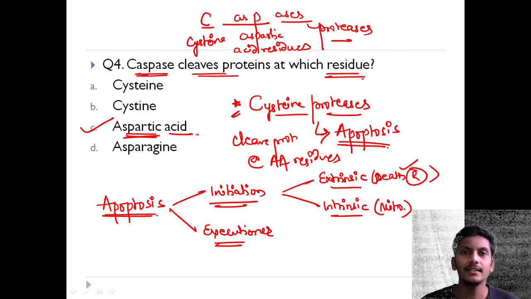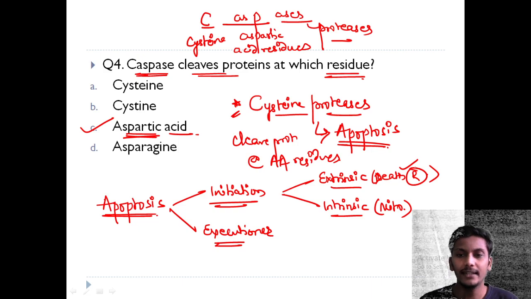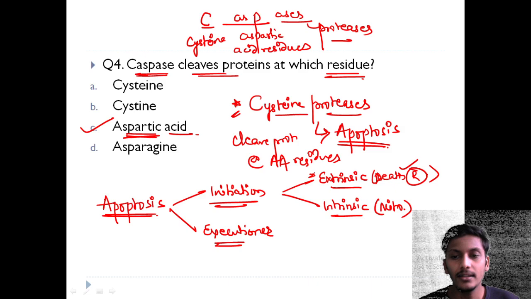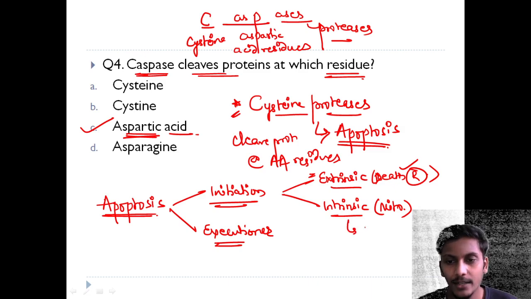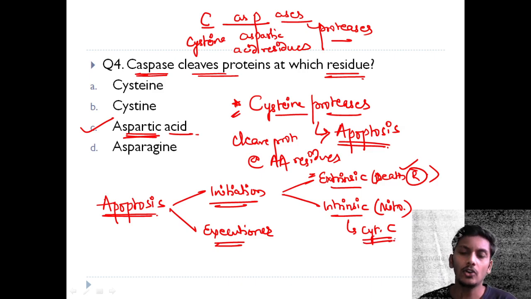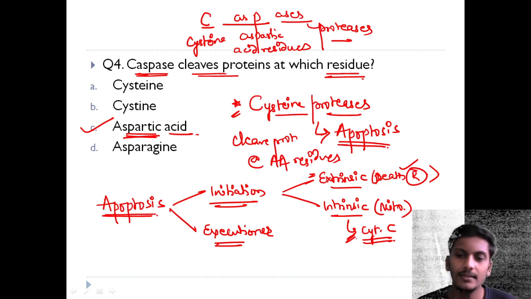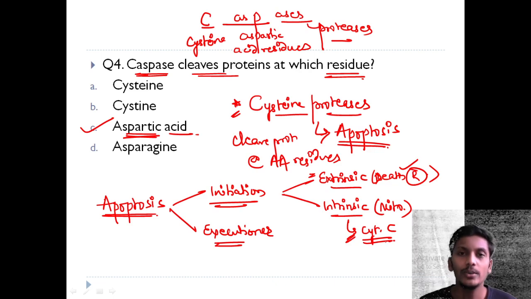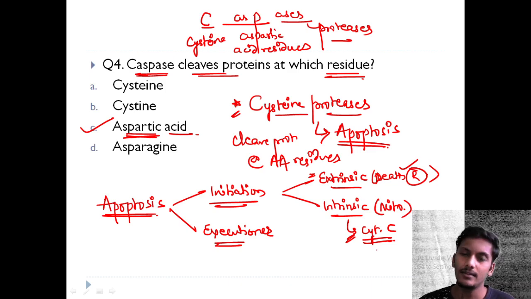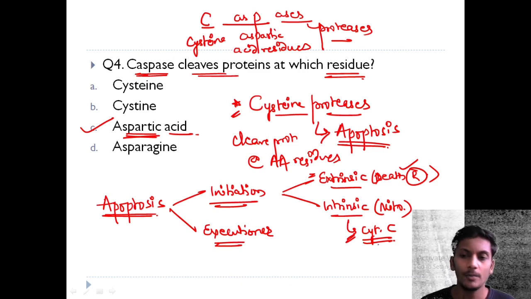The ligands combine with these death receptors, leading to activation of the extrinsic pathway, whereas the intrinsic pathway is activated by cytochrome C. So the intrinsic or mitochondrial pathway is activated by cytochrome C, which is usually located in the intermembranous space of your mitochondria, right?